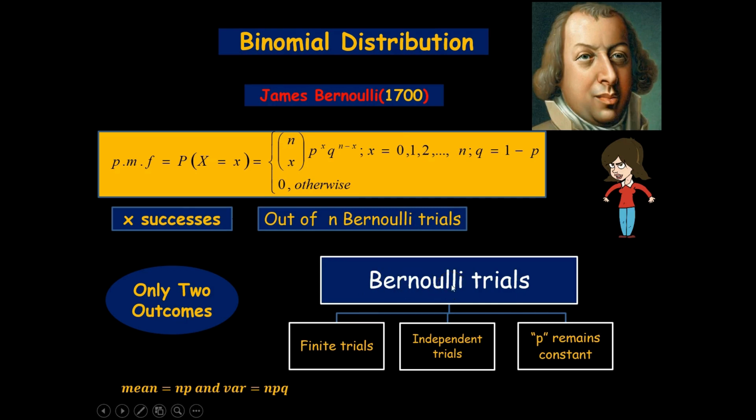If a random experiment whose outcomes are of two types, say for example success or failure, occurring with some probability, say P and Q, because P is defined for success and Q for failure respectively.